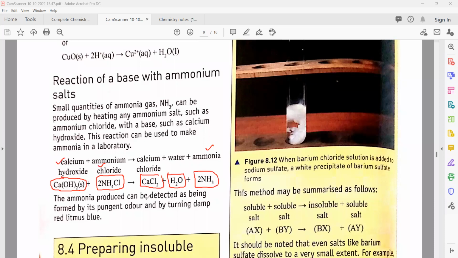The ammonia produced can be detected by its pungent odor. That is an objective question. Maybe in the objective he can ask you how you can detect ammonia gas, and the option will be: due to its pungent odor, and by turning damp red litmus blue. These are two identification tests for the presence of ammonia. Understand?